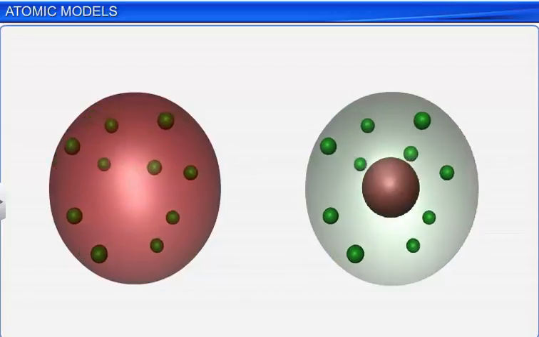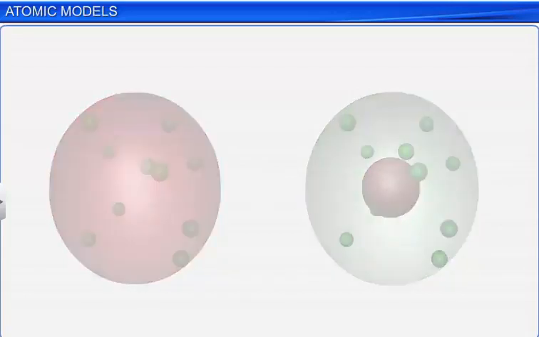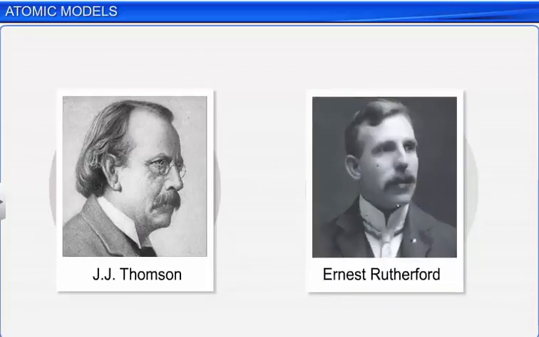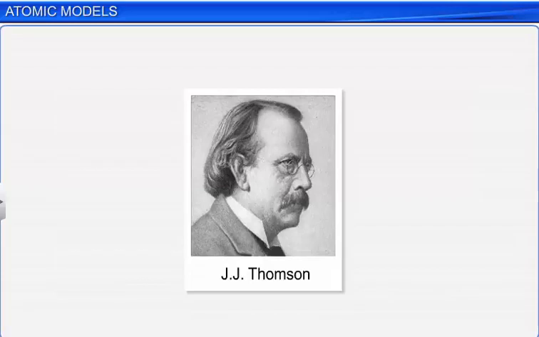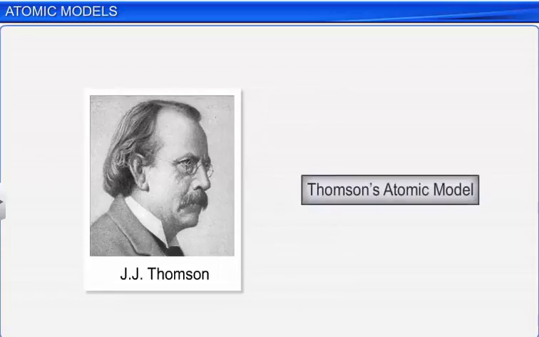Of these models, the models proposed by J.J. Thomson and Ernest Rutherford are of great significance as they paved the way for the modern structure of an atom. Let's discuss both these models one by one. J.J. Thomson, in 1898, proposed the atomic model called Thomson's atomic model soon after the discovery of electrons.